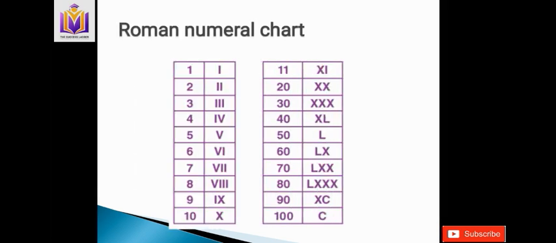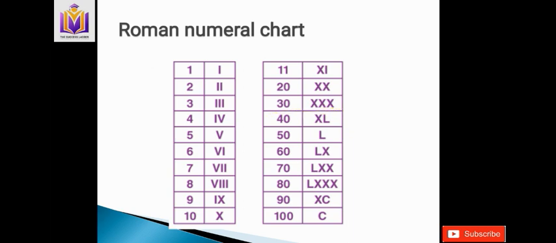Here is a chart. For example, here is 20. We use XX for 20 because X stands for 10, and if I write 2 Xs, that means it is 20. Then if I add 3 Xs, it becomes 30. 10 plus 10 plus 10 is 30.